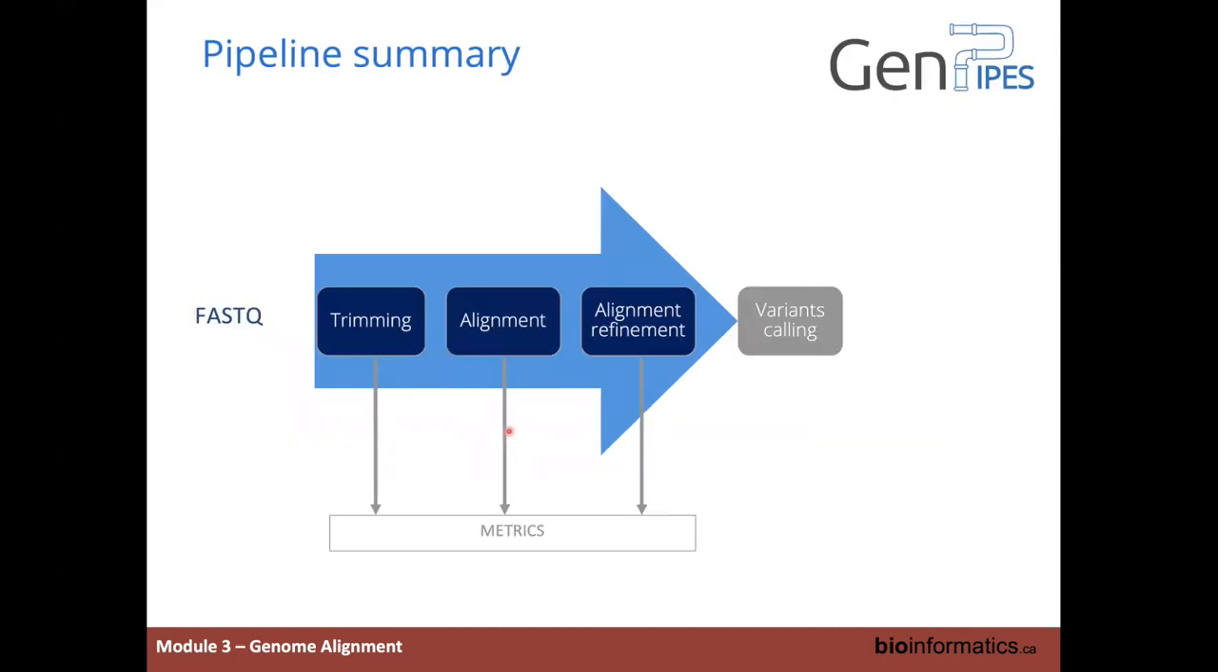So after this step, we have generated alignment. But as for the sequencer, the aligner, as I say, is not perfect. As we say, we try to combine speed and accuracy, so the alignment will not be perfect. So the main thing we need to do then is to refine the alignment to make it better, to again try to reduce all the technicality, all the errors, all the possible things that could create a false variant in your data.